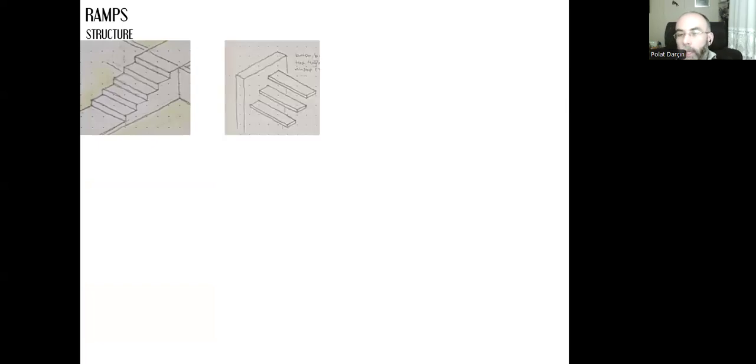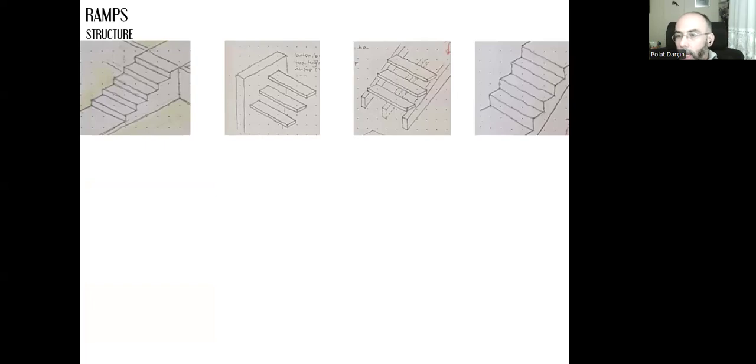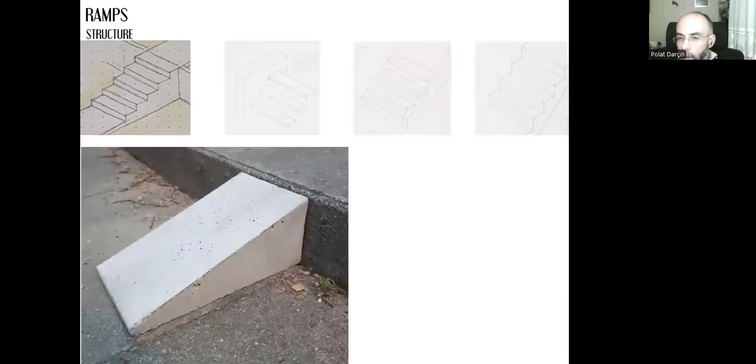Stair slabs, load transferring steps, cantilevered steps, steps with carriages, and stair slabs. We can do the same thing for the ramps. The only difference will be the upper surface is not profiled like the stairs. It's a smooth surface. So let's take a look at the first group.